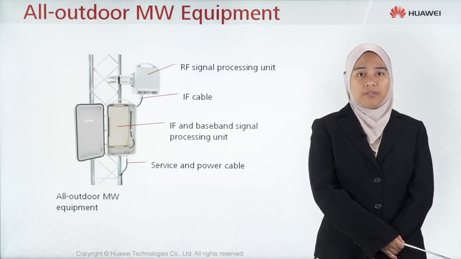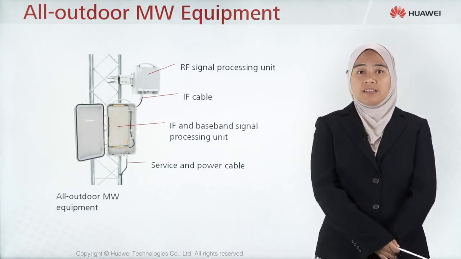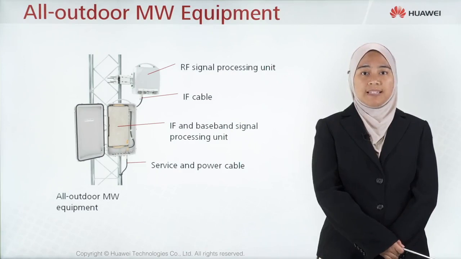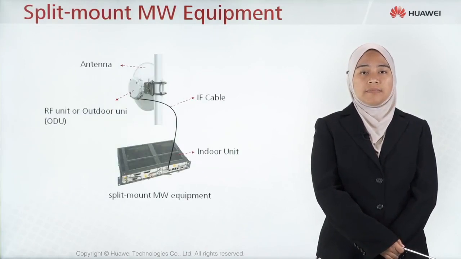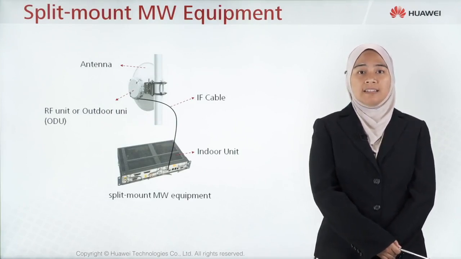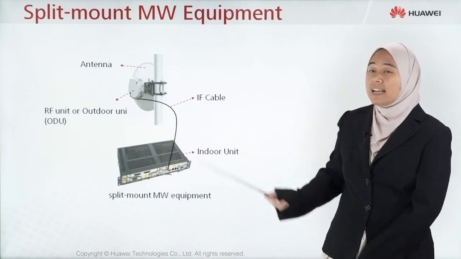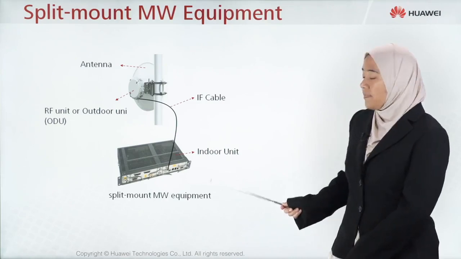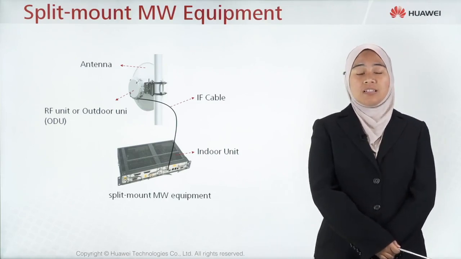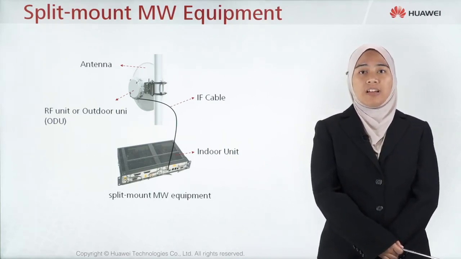The all-outdoor microwave equipment has four parts: RF signal processing unit, IF cable, IF and baseband signal processing unit, and the service and power cable. The last one is the split mount microwave equipment. It has the antenna, the RF unit or outdoor unit, and the IF cable that connects the RF unit to the IF unit, which is the indoor unit. This is called split mount because there are some parts indoors and some parts outdoors.